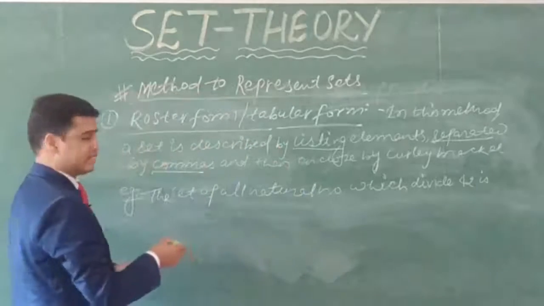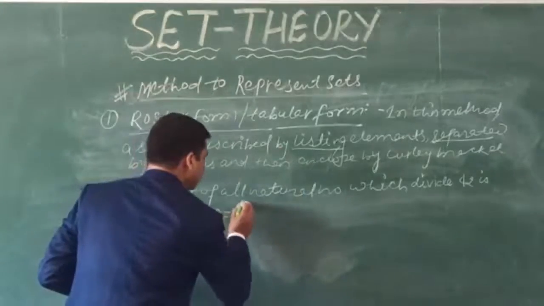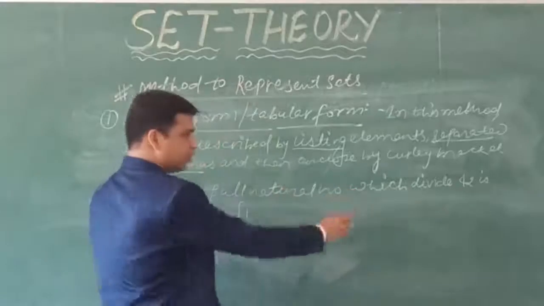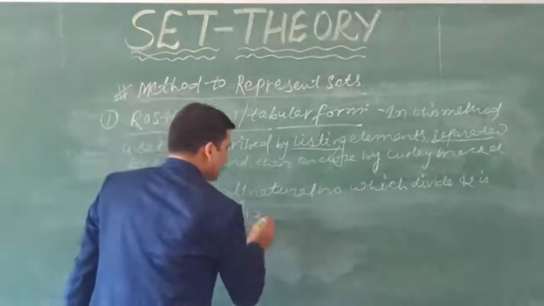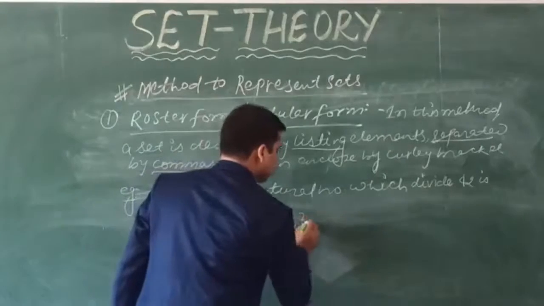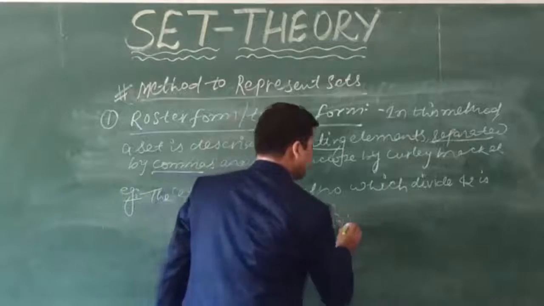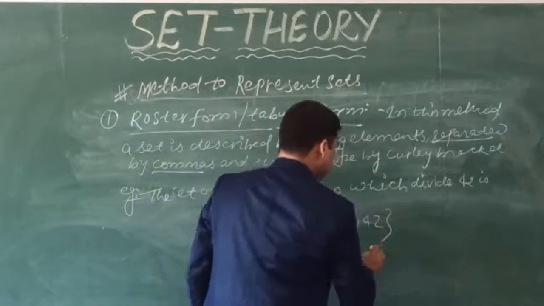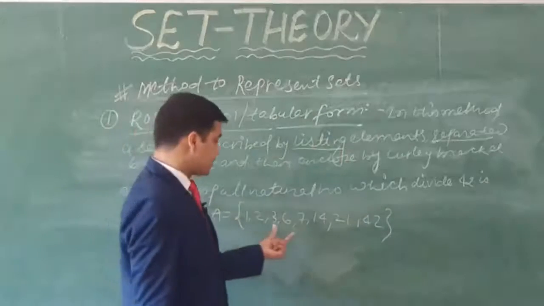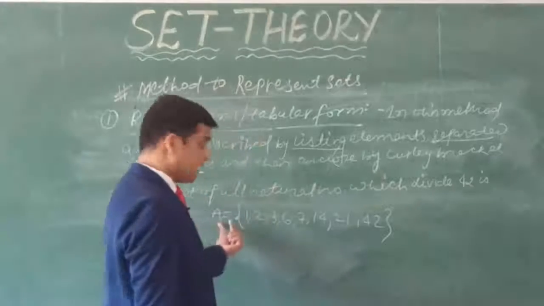Suppose I am going to consider the set name A here. So this 42 is divisible by 1, 2, 3, 6, 7, 14, 21 and 42. Okay, so these are the elements, or you can say objects, or members, of this set A.